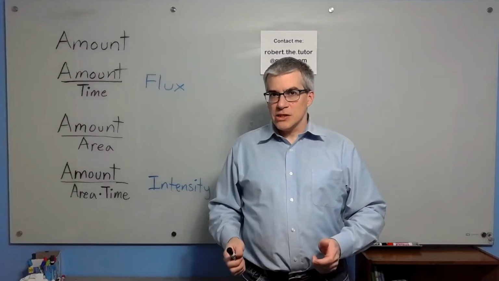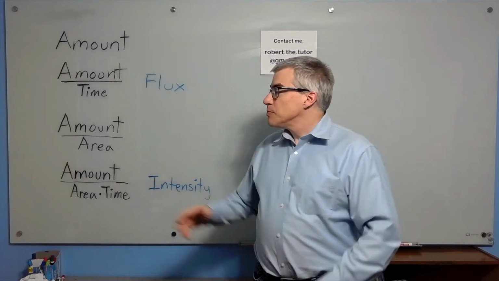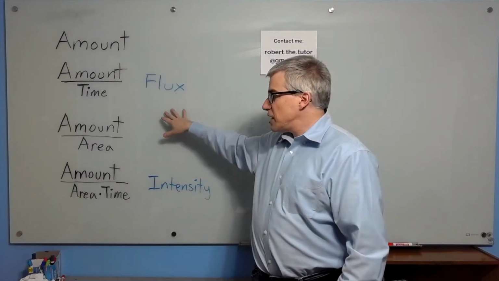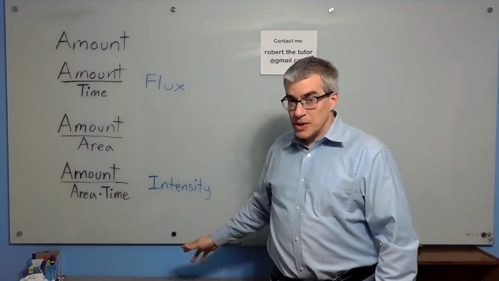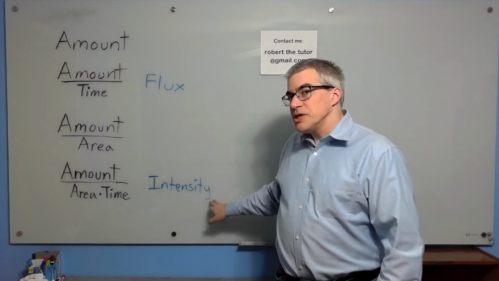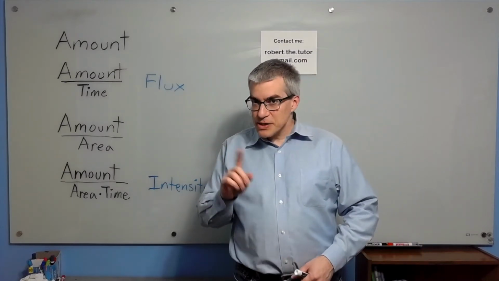What are flux and intensity? Well, I'm going to consider 4 different kinds of quantity here. Amount, amount per time, amount per area, and amount per area per time. Now this is generally called the intensity, and flux, unfortunately, means different things in different areas.